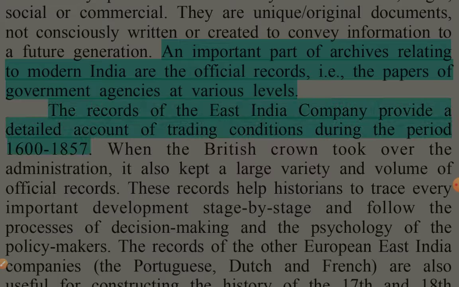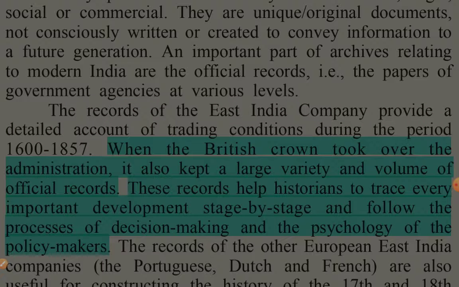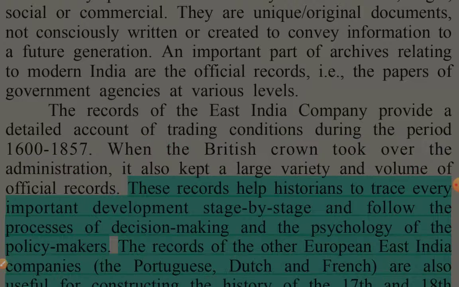An important part of archives relating to modern India are the official records, i.e., the papers of government agencies at various levels. The records of the East India Company provide a detailed account of trading conditions during the period 1600 to 1857. When the British Crown took over the administration, it also kept a large variety and volume of official records. These records help historians to trace every important development stage by stage and follow the processes of decision making and the psychology of the policy makers.